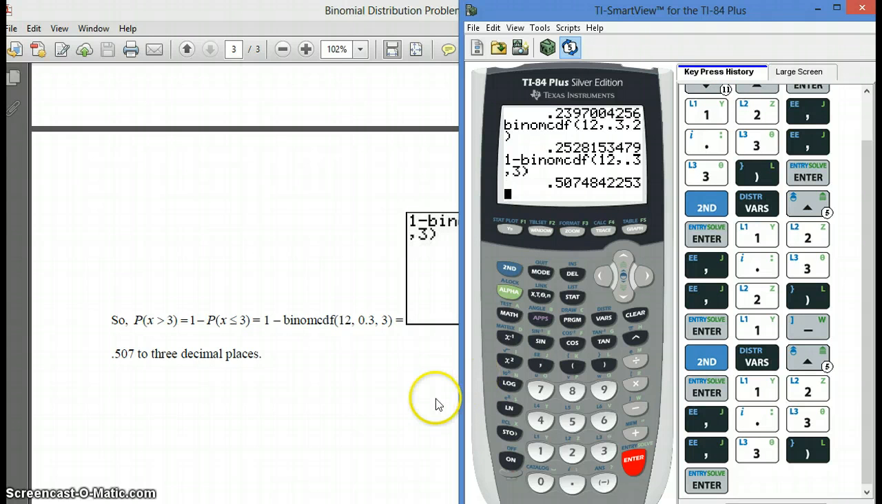You want to look at those ideas of more than, or at least, or greater than, or at most, and be able to do some critical thinking. If you have at most or less than, you can just use binom CDF. If you have greater than or more than, you have to do the complements rule and do 1 minus binom CDF. Okay, so I hope that this is helpful.